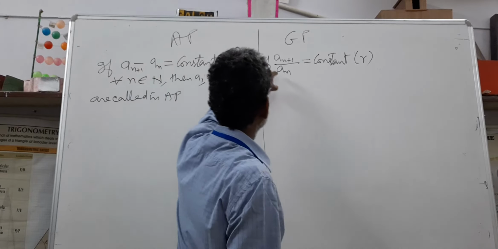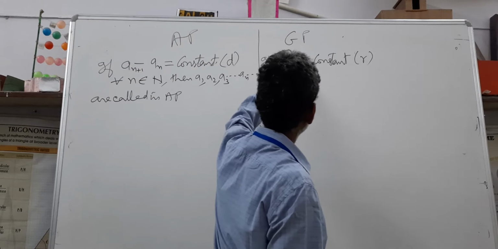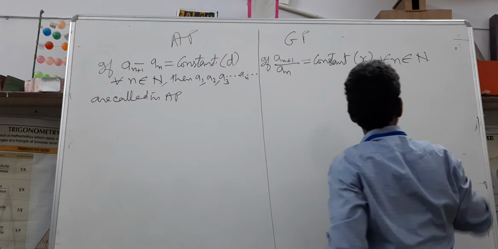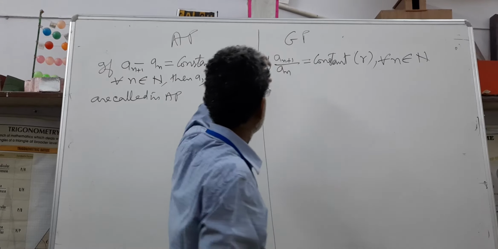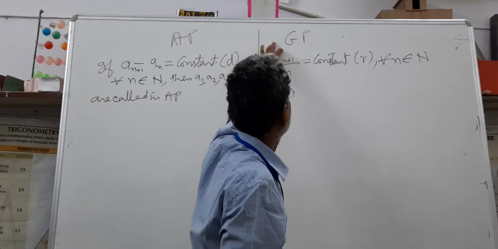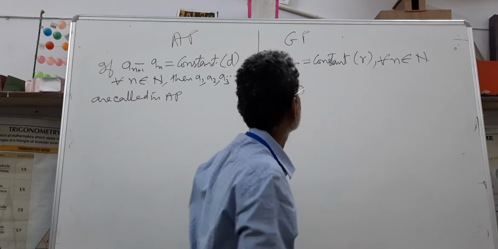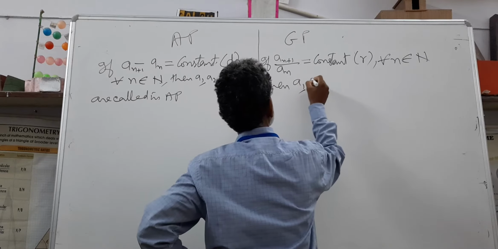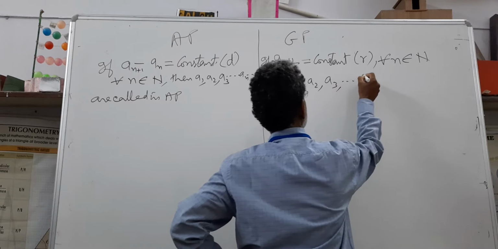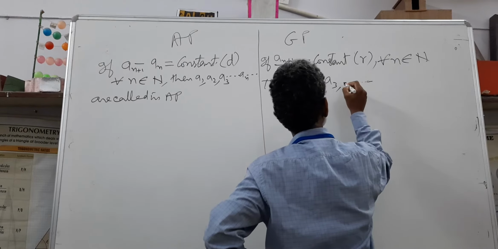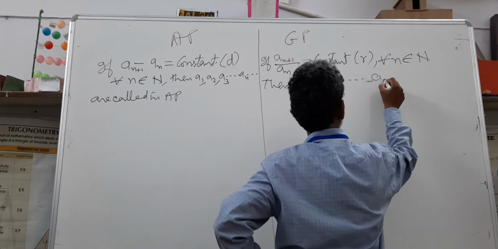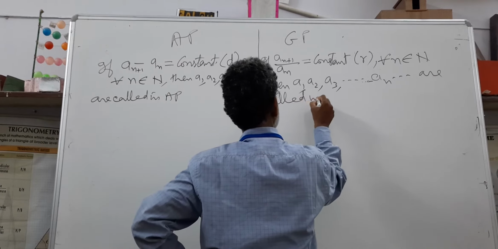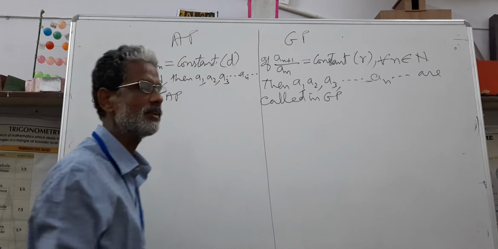The short form of difference is division. If a(n plus 1) upon a(n) is constant for every n belonging to N, for all natural numbers, if the ratio of two consecutive terms is always constant, denoted by r, then a1, a2, a3, a4, a5, ..., an are called a GP. This is the definition of GP.